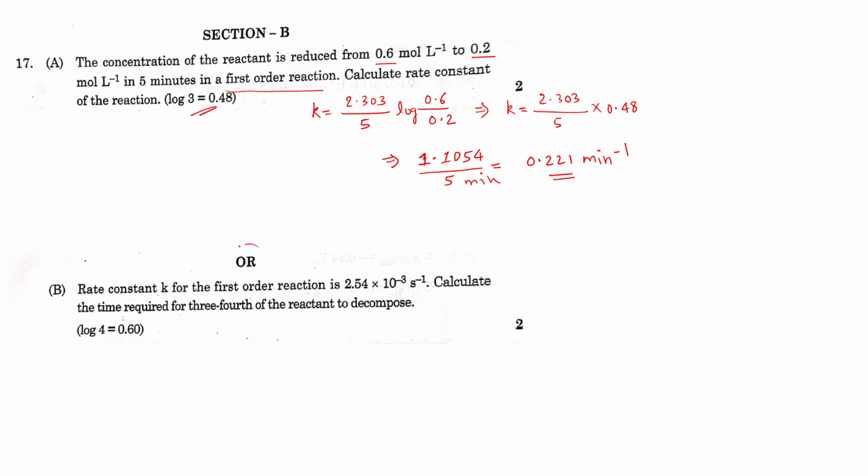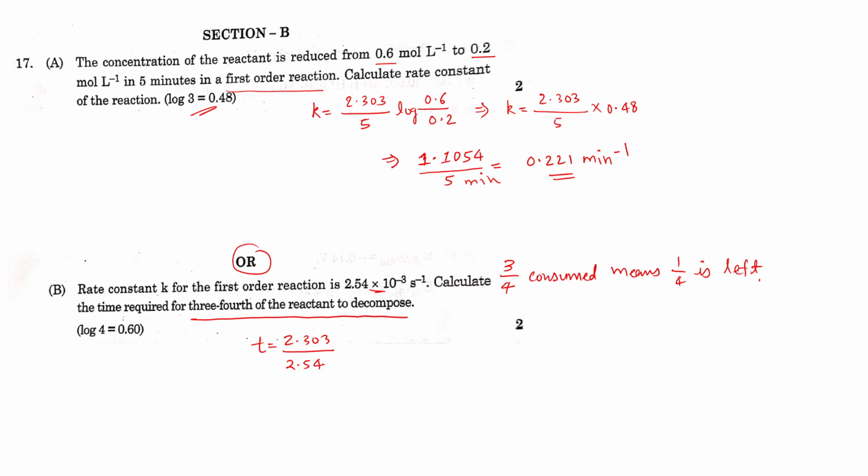The second part of this question: the rate constant k is given and we have to calculate the time required for three-fourth of the reactant to decompose. When three-fourth of the reactant is consumed, you have to understand, three-fourth consumed means one-fourth is left. So let us again write the first order equation. t is equal to 2.303 by k, and k is given, this is the value of k.